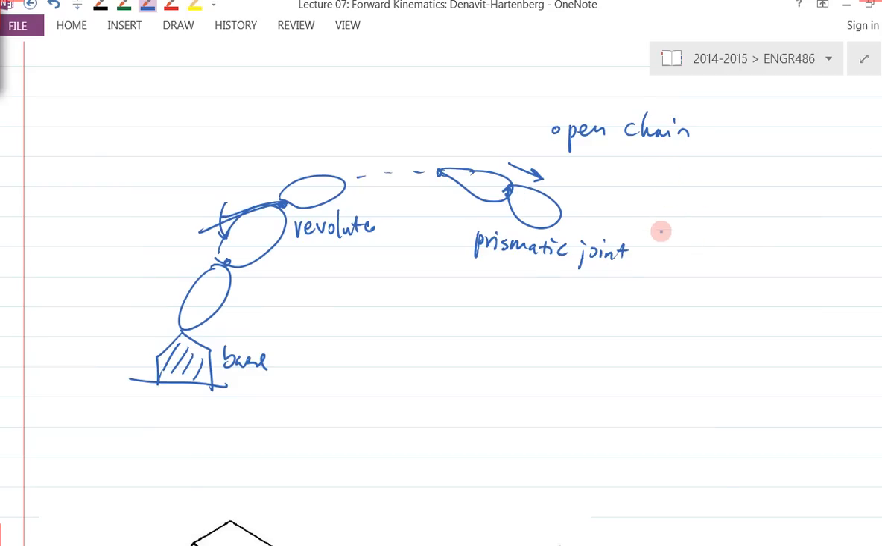Now, if I say there are n joints, then this robot has n degrees of freedom. Each joint connects two links, and the total number of links is actually n plus one. So that's one fact for robotic systems. Always remember that.